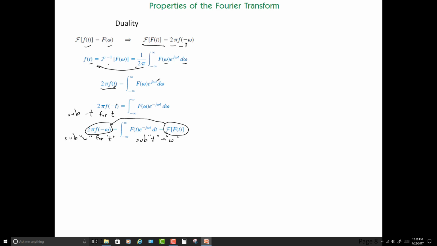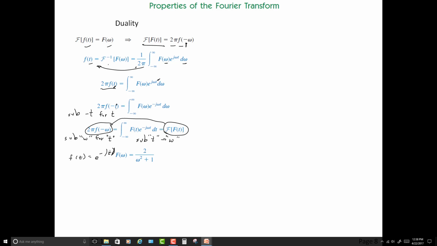All right, let's take an example. For example, if we have an f of t equal to e to the minus the absolute value of t. We can look it up in the table that the Fourier transform of that will be this. This is just something we look up in the table. I didn't derive it or anything like that.